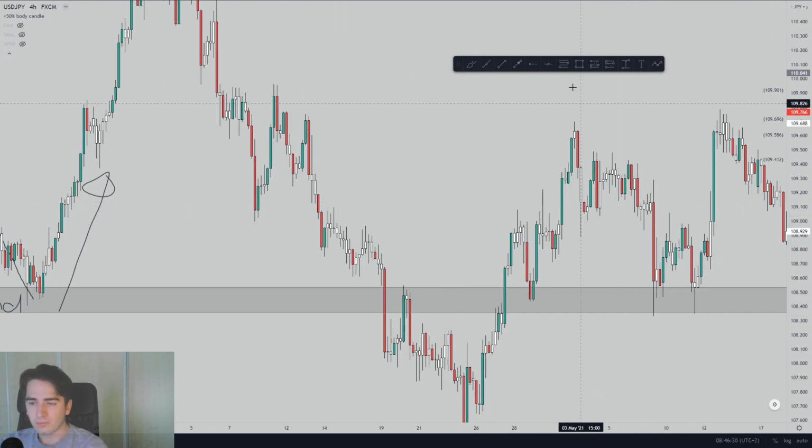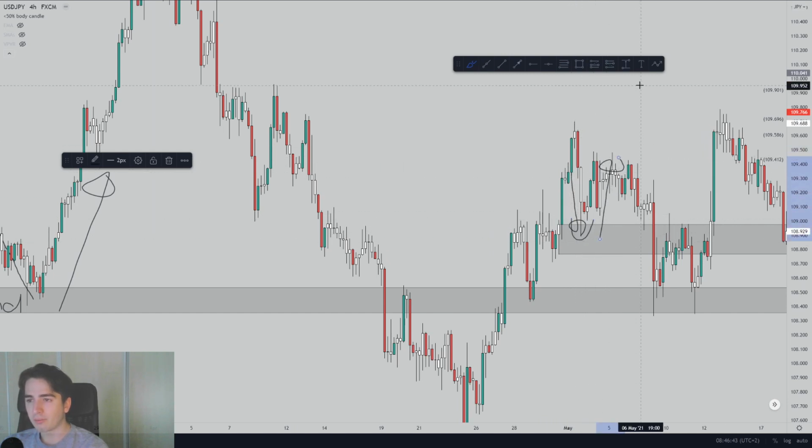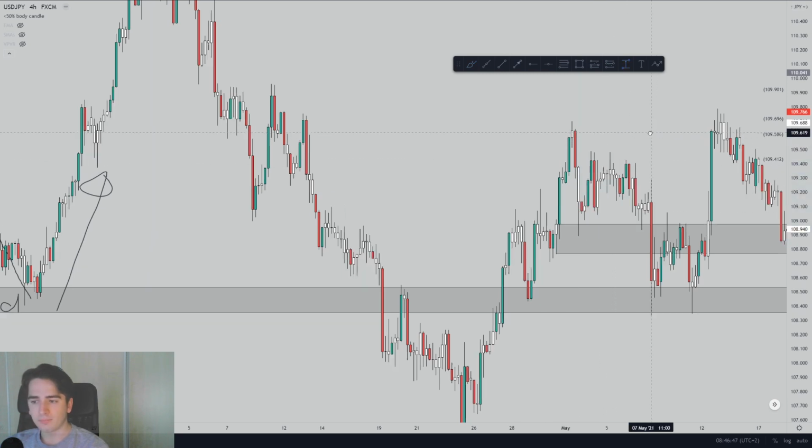One more example that I'll just show you guys is over here, for instance. Base forming, big move out of that zone. Market comes back down towards the zone, grabs liquidity, moves back out again. That would have been an easy 60 pips.